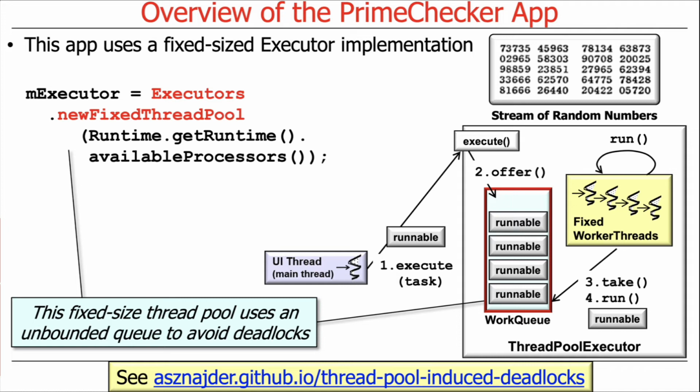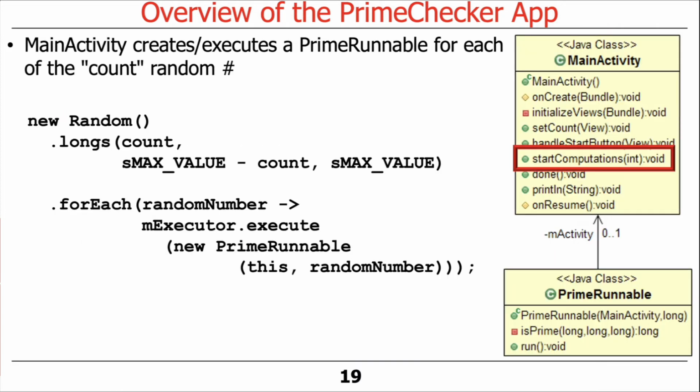Now that means that you can end up chewing up a lot of memory if you're creating tasks faster than your cores can process them. But we don't have that problem here. So this is what the main activity looks like.